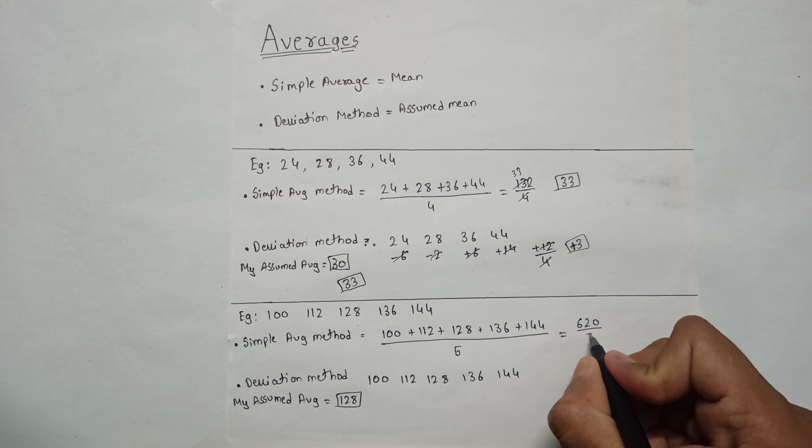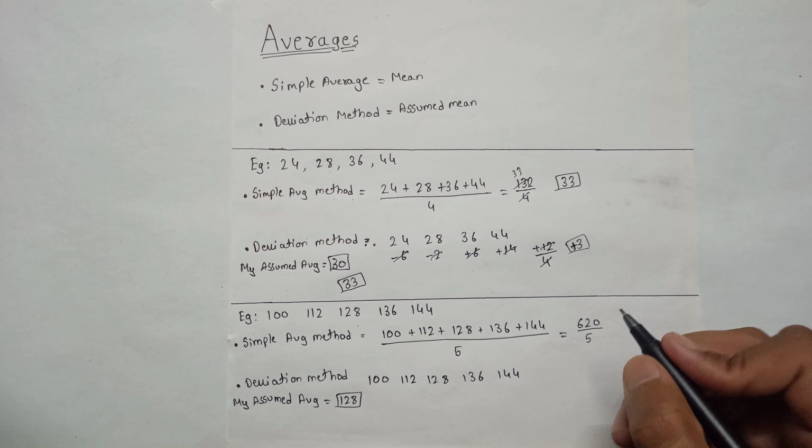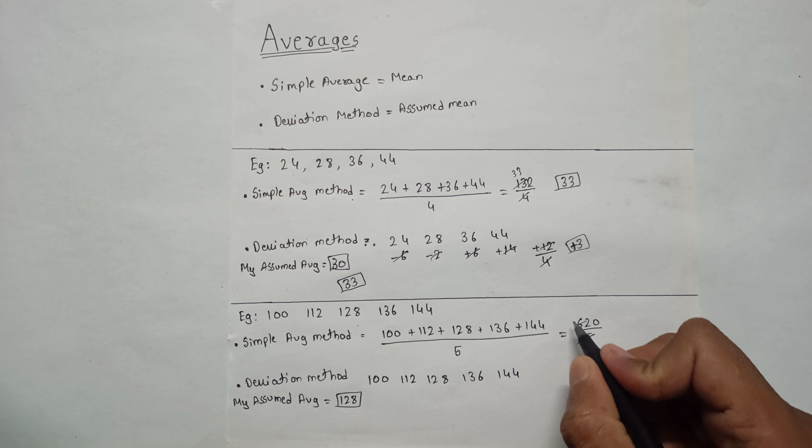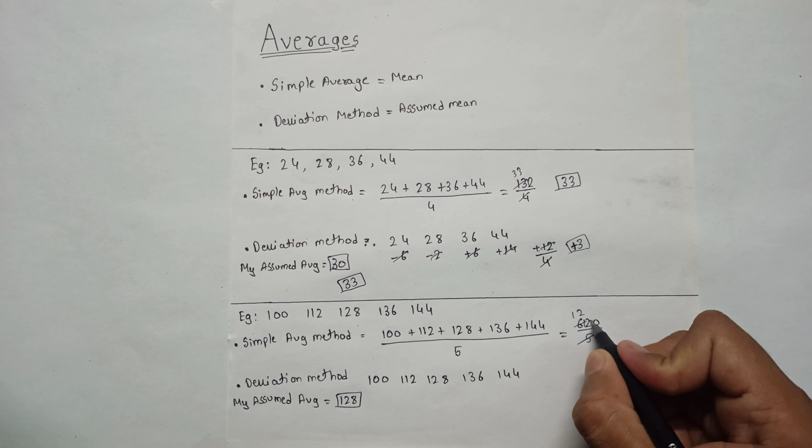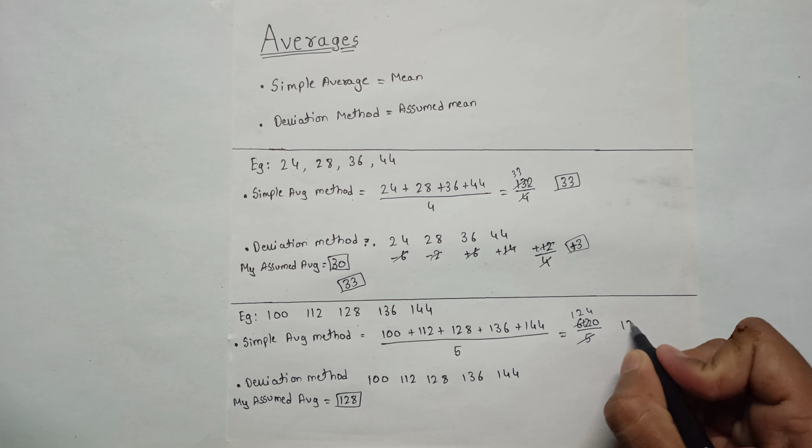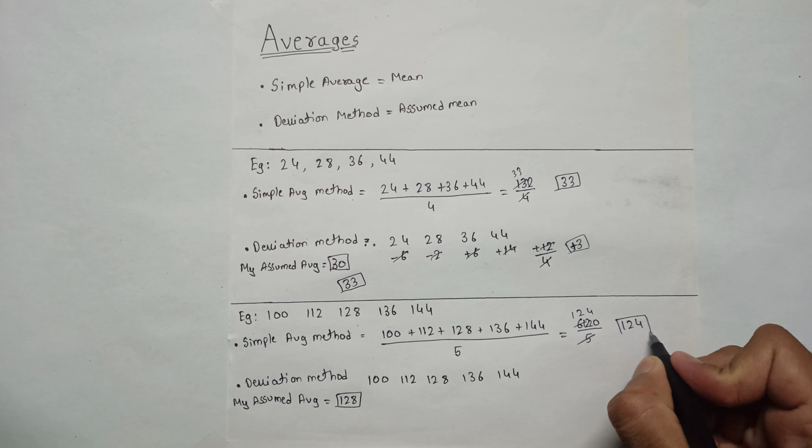620 divided by 5. 5 times 1, 5 times 2, 5 times 4. So my average came out to be 124.